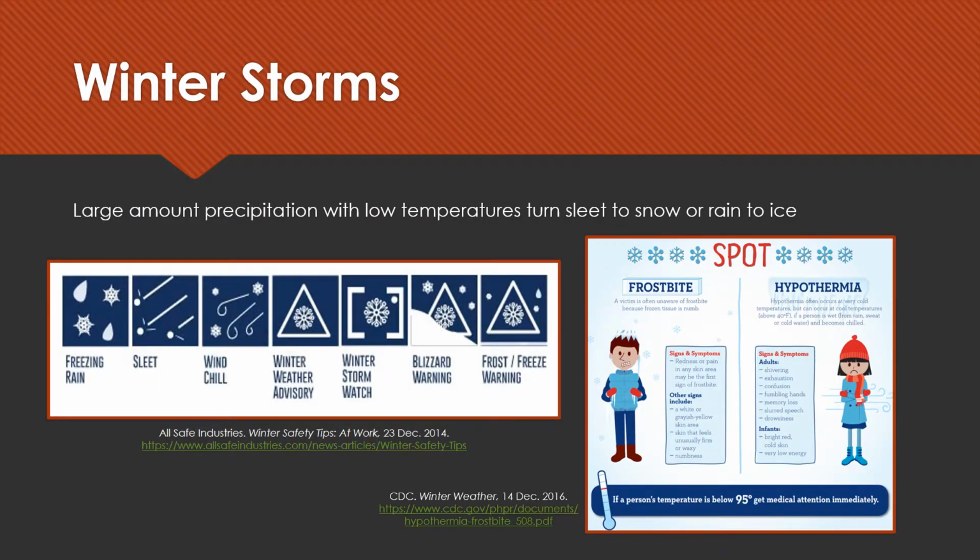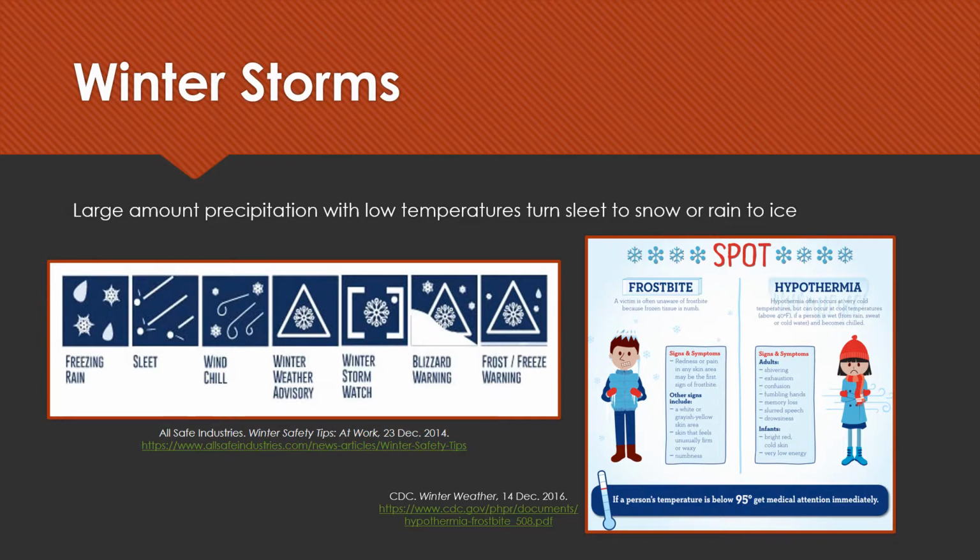Winter storms are where there is a large amount of precipitation combined with low temperatures that turn sleet to snow or rain to ice. There may be freezing rain and ice or large amounts of snowfall. It can cause power outages for several days.